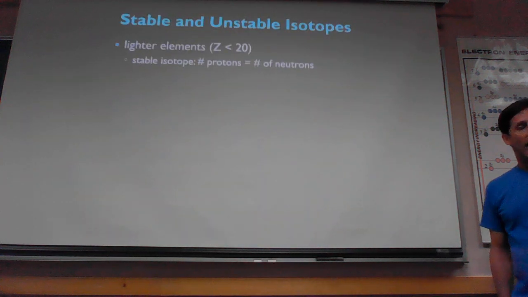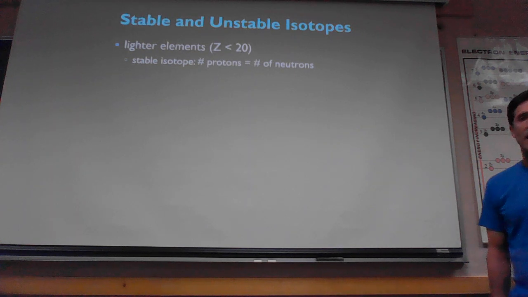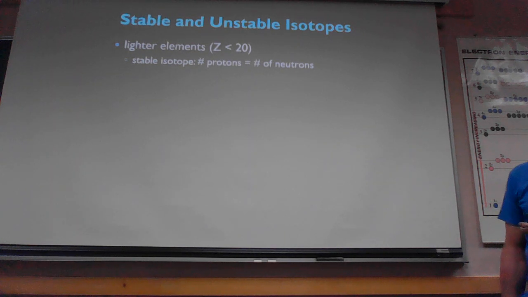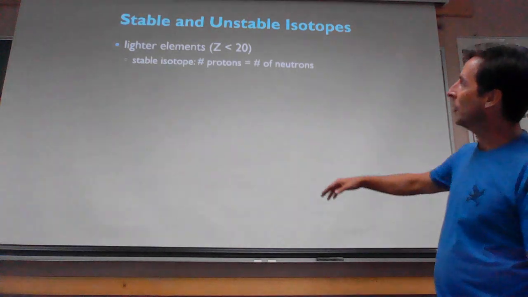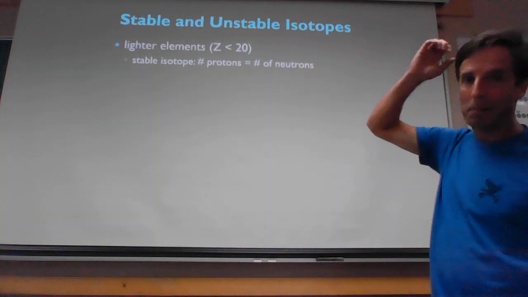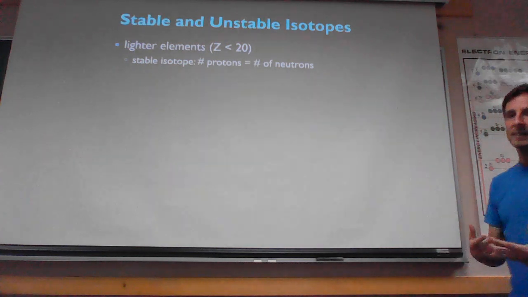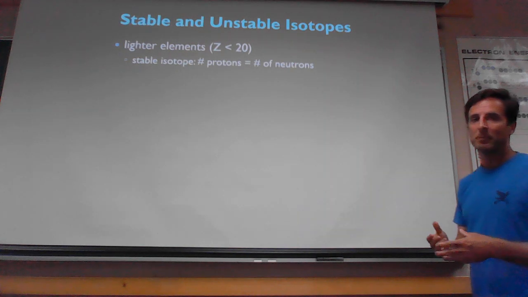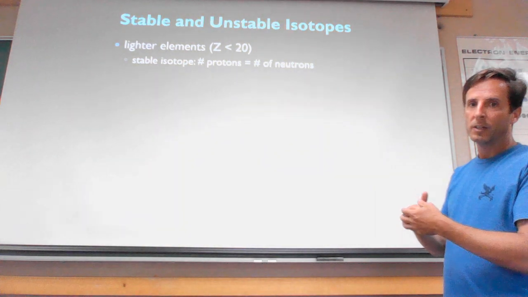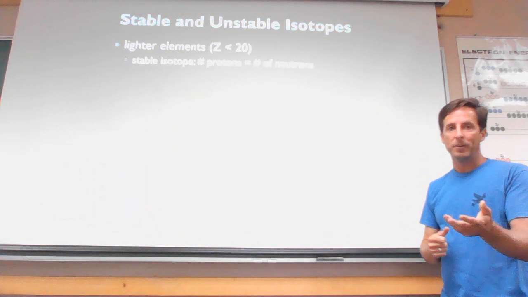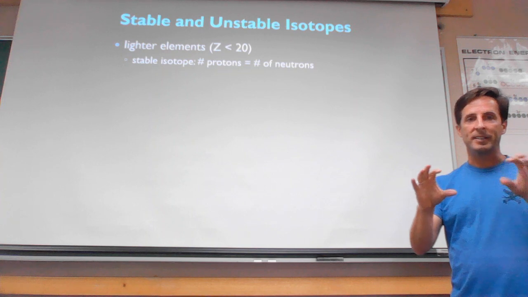Now, which elements are radioactive? Well, first of all, there can be radioactive isotopes of any element. But specifically when we deal with our smaller elements, and Z stands for the atomic number, if the atomic number is less than 20, the most stable isotopes tend to be the atoms where the number of protons and neutrons are about equal to each other. So if we think about carbon, the most common isotope of carbon is carbon-12. It has 6 protons and 6 neutrons.